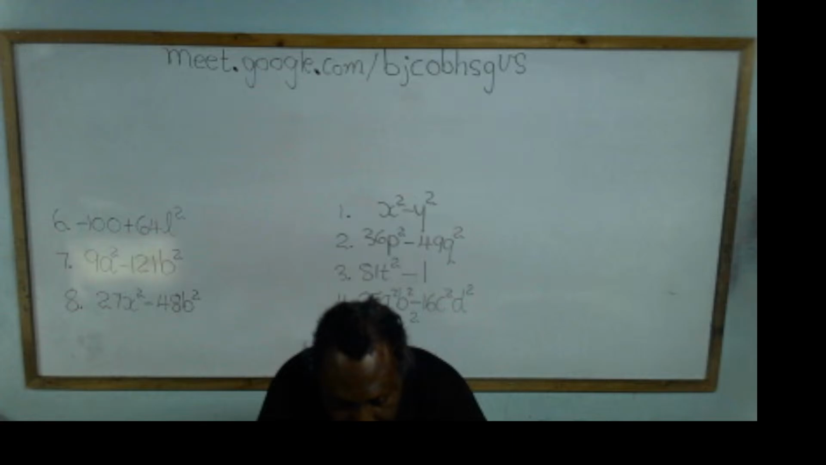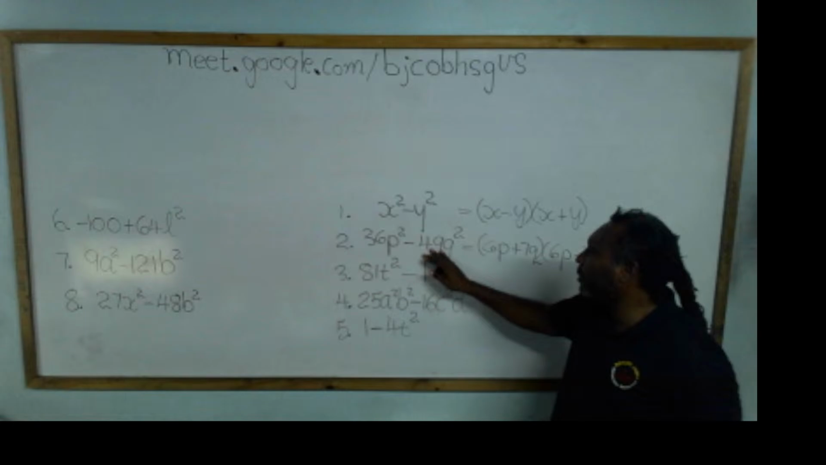So for the difference of two squares, these numbers are the squares. So we're going to look at it and say, what do we square to give 36? And what do we square to give p squared? So 36 is 6 squared and p squared is the square of p. So that means the number is going to be 6p. Over here, what number do we square to give 49? So that is 7. We square 7 to give 49. And what do we square to give q squared? It is q. So it's going to be 7q. So it's going to be 6p plus 7q, 6p minus 7q.